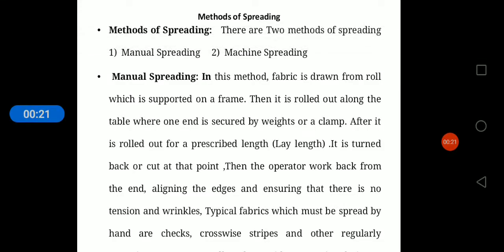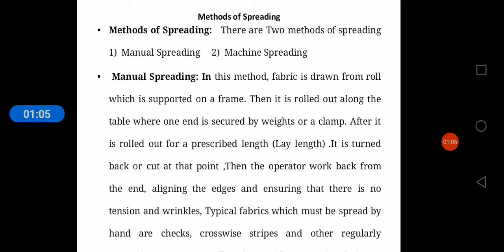In these methods of spreading, there are two types: one is manual spreading and the other is machine spreading. Manual spreading: in this method, fabric is drawn from a roll which is supported on a frame. Then it is rolled out along the table where one end is secured by weights or clamps. After it is rolled out for a prescribed lay length, it is turned back or cut at that point. Then the operator works back from the end, aligning the edges and ensuring that there is no tension and wrinkles.